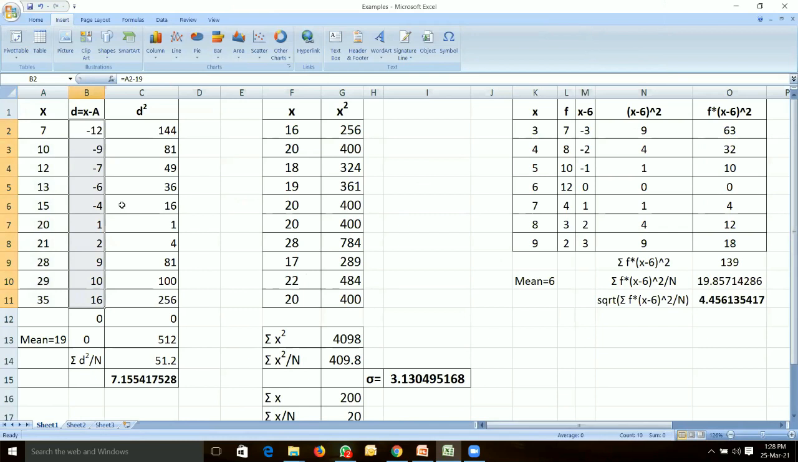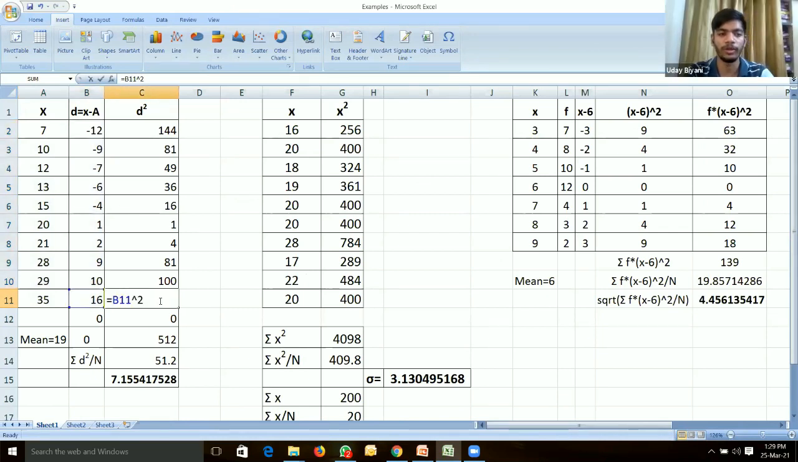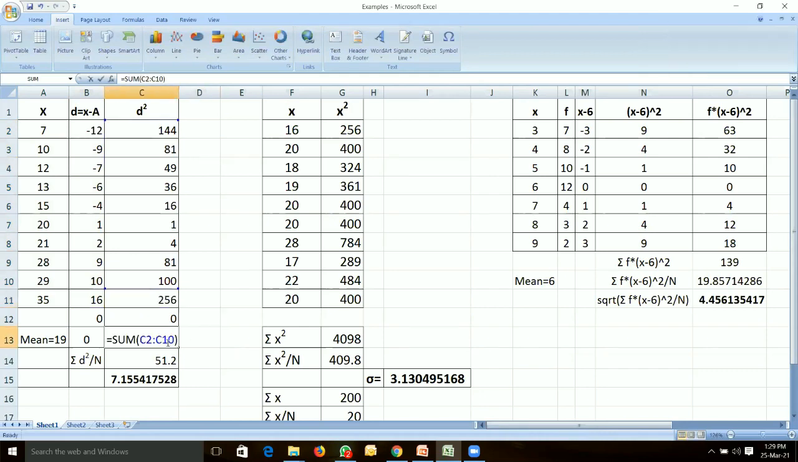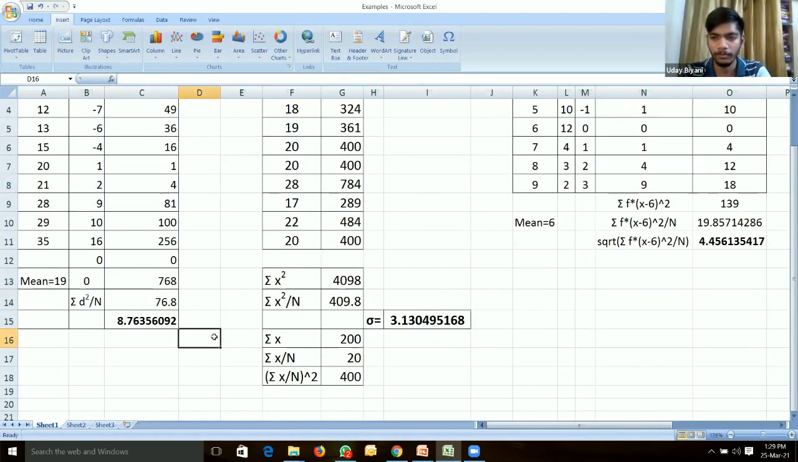So which value I have not taken? Ma'am, the last one, the 35 wala. The 256 is not added. If you see your formula, when you click on 512, you'll see it is only till C10. Okay. Yeah. So you do it properly.